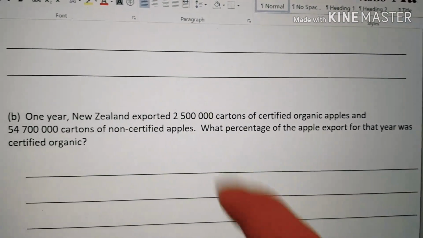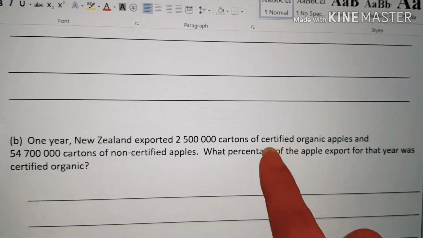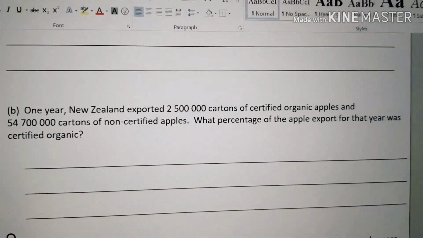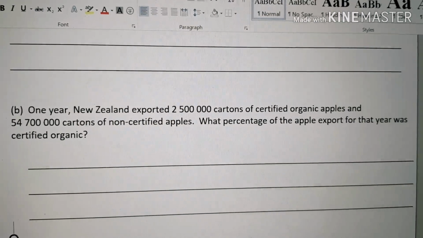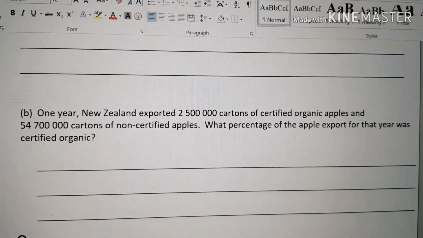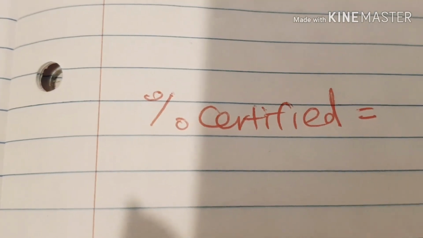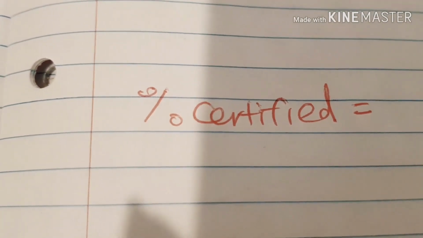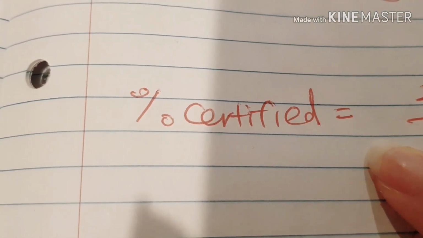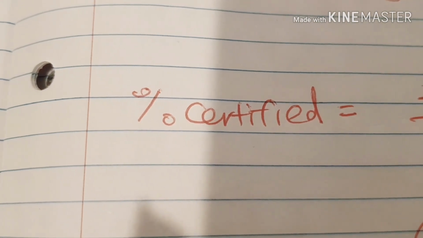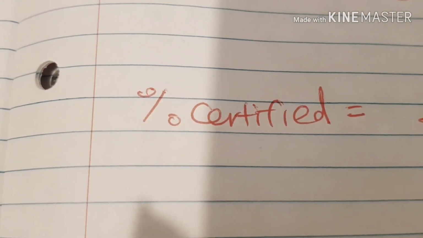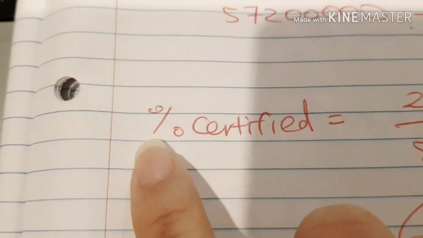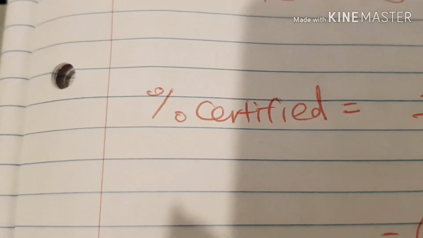Okay, so question 3B. One year, New Zealand exported this much of certified organic apples and this much of non-certified apples. So it's asking what percentage of the apple export is certified organic. So we want to find out the percentage of the certified apples, right? In order to calculate that, we should find the number of certified out of always the total, right? And since it's percentage, I need to multiply by 100 afterwards.